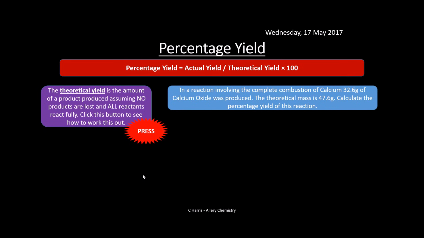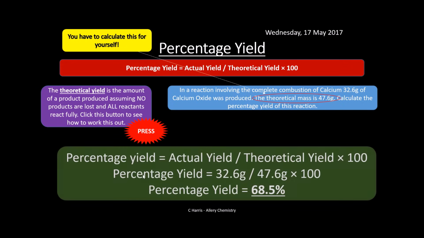So I've just put some numbers in here to give you an example of how you would work it out. In a reaction involving the complete combustion of calcium, 32.6 grams of calcium oxide was produced. The theoretical mass is 47.6. Obviously you'd have to work that one out. This is just a number there as an example. Calculate the percentage yield. It's dead easy. Obviously you have to calculate that by yourself.